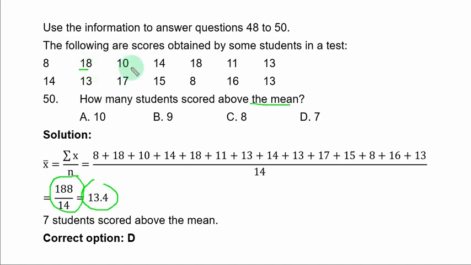So how many students scored above 13.4? You have 18, 1; 14, 2; 18, 3; you have 17, 4; 15, 5; 16, 6. Remaining the 14, so you have 14. That is 7. So 7 students scored above the mean. So D is the correct option.